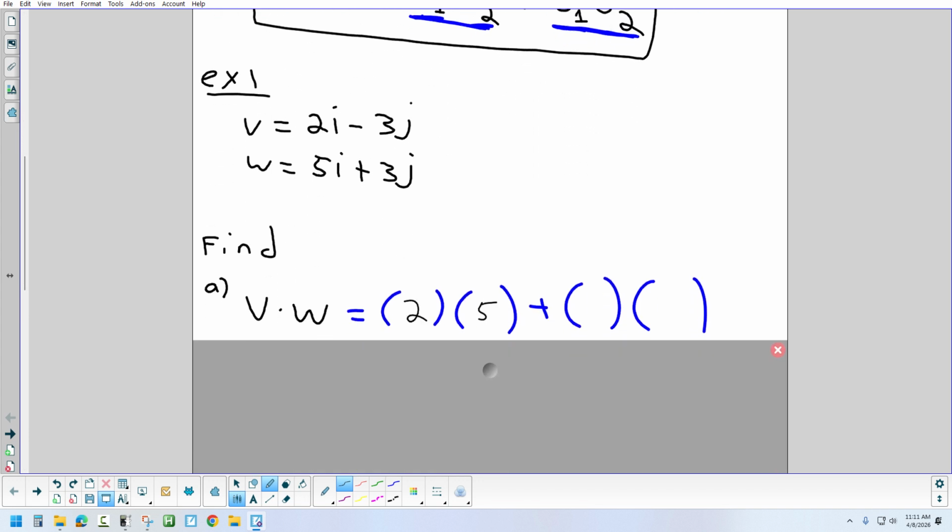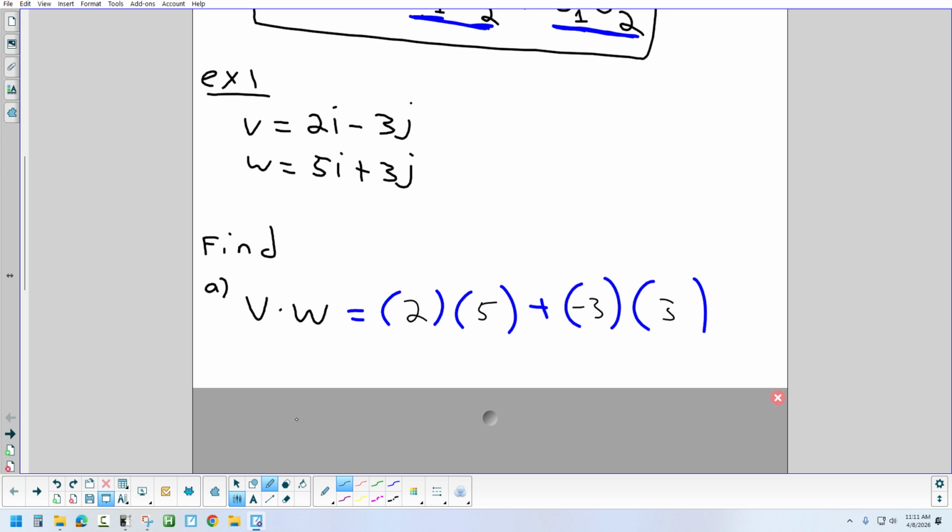2 times 5. And what's going to go in the second two parentheses? Yep. Negative 3. So V, then W: -3, then 3. Okay. And if we do that out, what would we get for a dot product? Yeah, 1. So the dot product between those two vectors is 1.